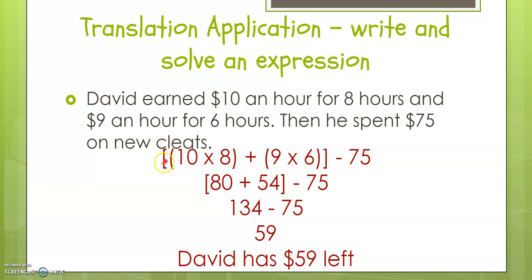So I'm going to use brackets and parentheses. The brackets tell me I'm going to do what's inside of here first. So in brackets I have 10 times 8 plus the product of 9 times 6. So I need to add these two numbers first before I can subtract. So 80 plus 54 is 134. 134 minus 75 is 59. So David has $59 left.